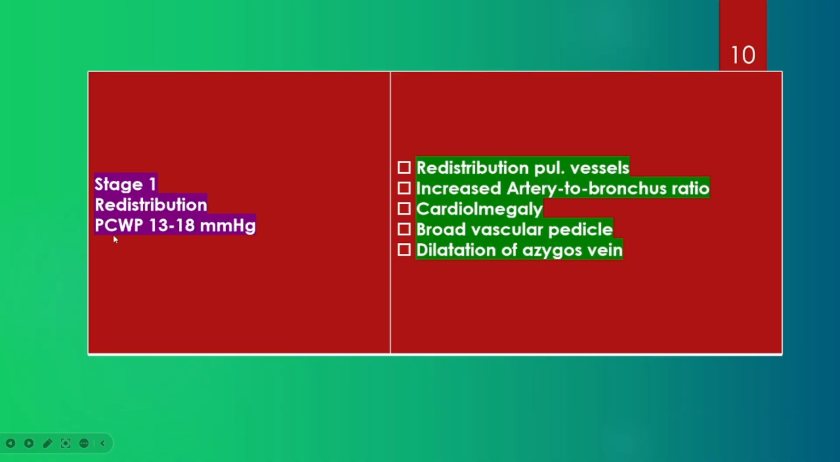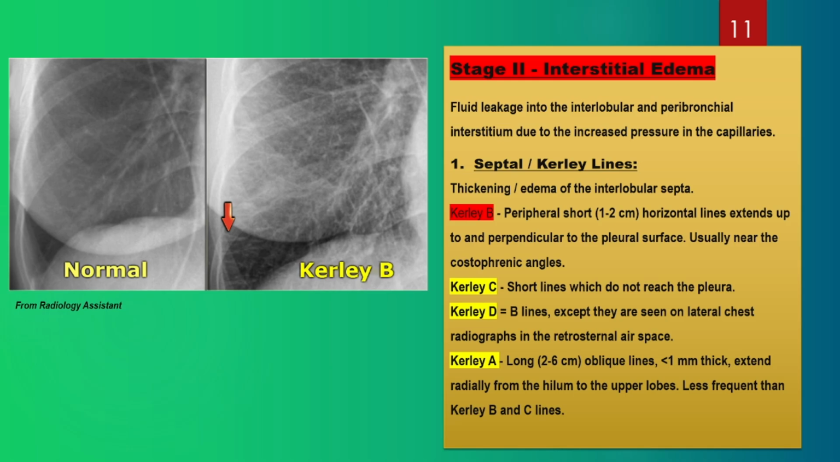In summary, the stage 1 or the redistribution stage, the pulmonary capillary wedge pressure 13 to 18, and we have discussed redistribution of pulmonary vessels or cephalization, increased arteriobronchial ratio, cardiomegaly, broad vascular pedicle, and dilatation of the azygous vein. Okay, now let's move on to the second stage or the interstitial edema stage.